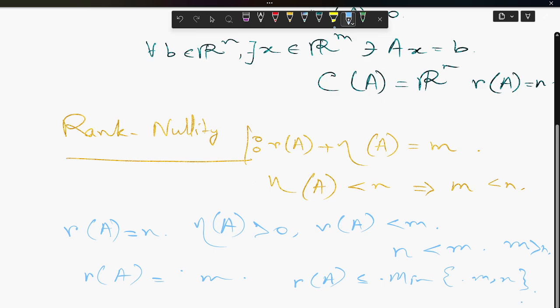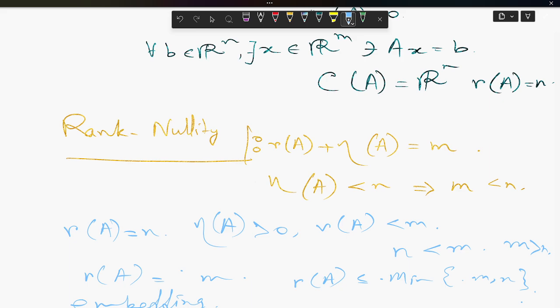So this statement claims M equals N, which is false. N can be greater than M. So A can be 1 to 1 with M less than N. That means like an embedding, if we take R to the power M into R to the power N, where M is less than N.